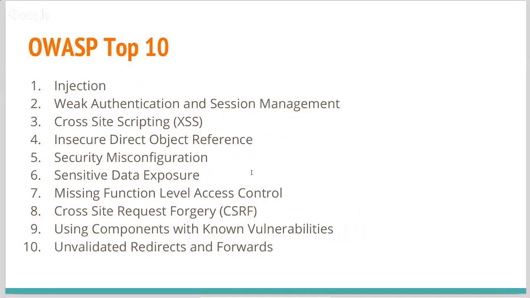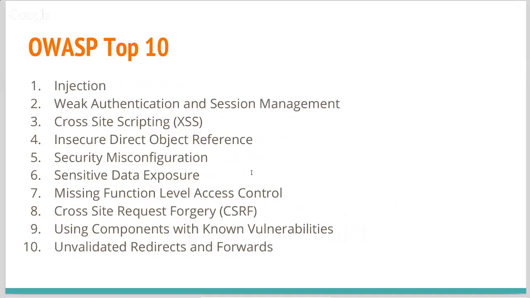Cross-site request forgery allows you to make a request from your website to another website, thus taking advantage of the fact that your session ID transmits in a cookie, and you can execute things like adding data to other people's blogs with them being logged in on that site, but on yours. Using components with known vulnerabilities is kind of straightforward: old versions of WordPress, WordPress plugins, vulnerable versions of PHP.